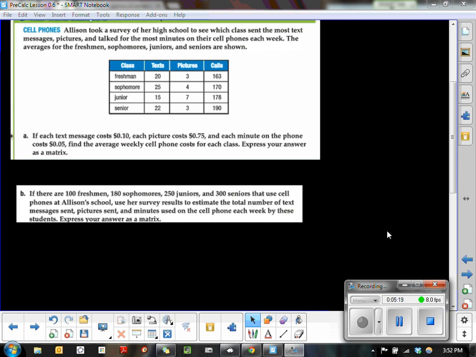This time we're supposed to figure out the total number of texts, pictures, and minutes used on the cell phone each week by each of these students. So by each of these classes, we want to make sure that for every freshman, there's 100 freshmen, so we want to take 100 times the 20 texts. So we'd have to take this times 100, the pictures times 100, and their calls times 100.